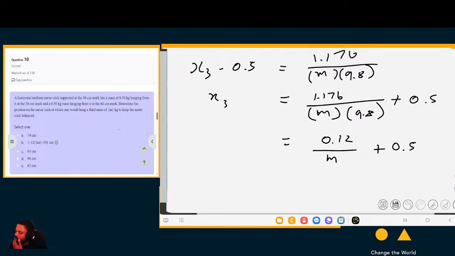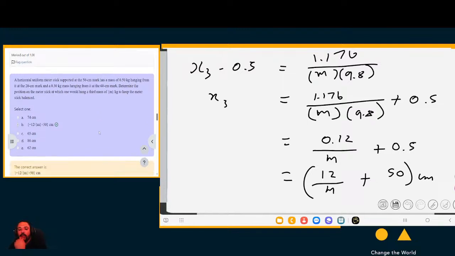Now this is in meters, but they ask us to determine the position on the meter stick. If we do it in centimeters, we multiply all the lengths by 100, so it'll be 12 over m plus 50 centimeters. That will be the distance. 12 divided by the mass plus 50 centimeters is the position where this new mass will hang.